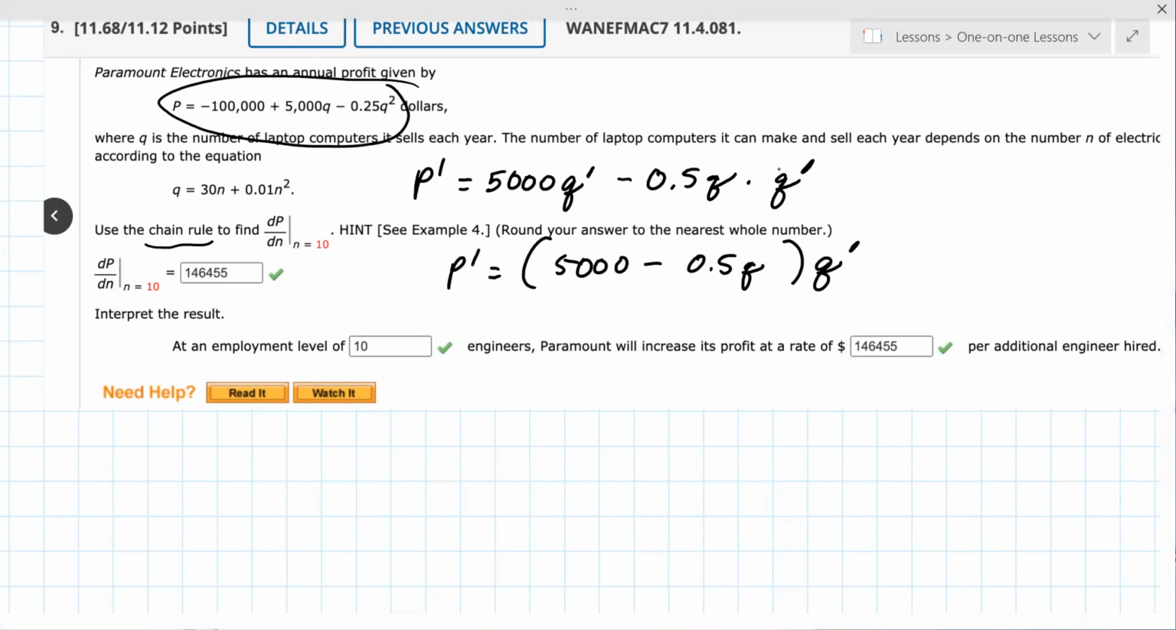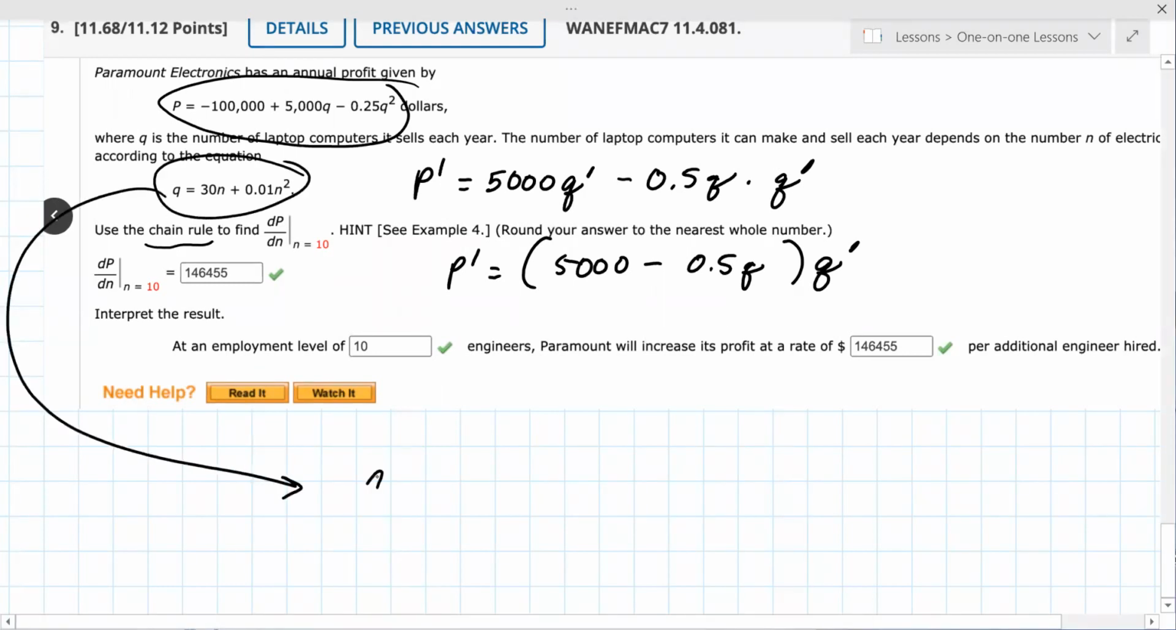Okay. And just like we did with the u's, you have to find q prime. So we go to this one down here. Let's bring it down here. q prime is equal to 30 plus 0.02n. Now you might say, well, Matthew, how come there's not an n prime here? That would be totally reasonable to say. It's because n is no longer a function of something else. Like you're at the end, so you don't have to worry about that.